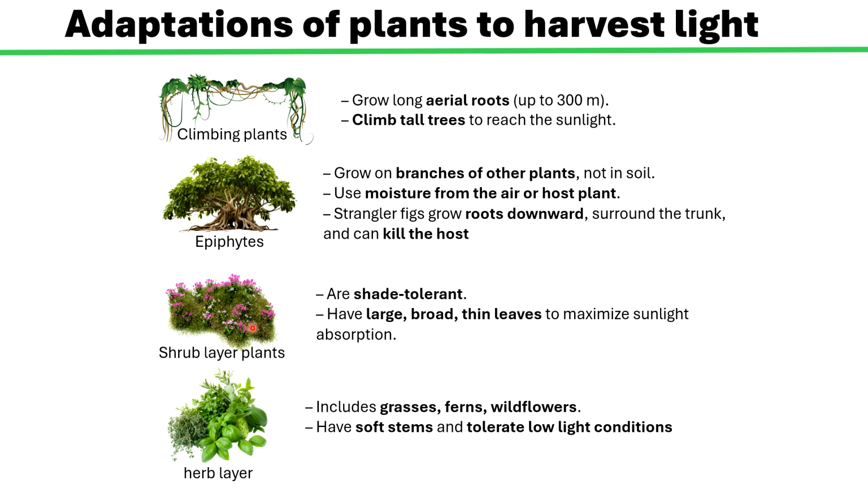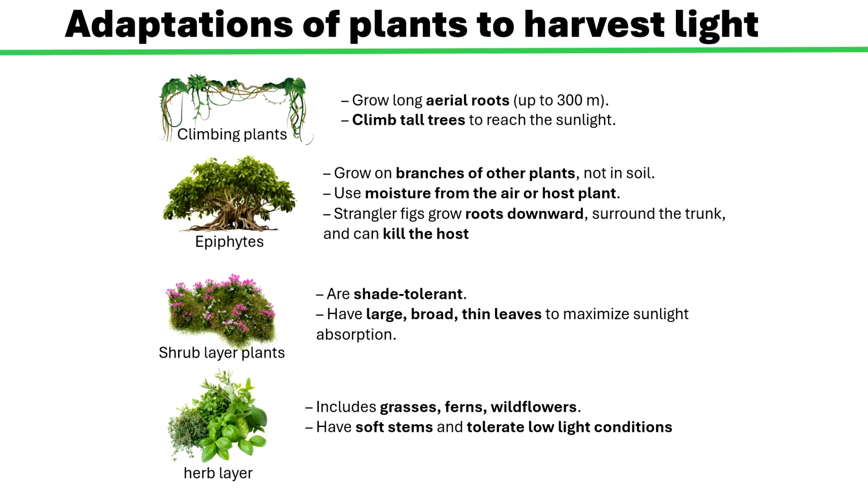Then we have the shrub layer plants, shade tolerant. They have large, broad, thin leaves, as you can see here, to maximize their sunlight absorption, and herb layers, which are on the surface of forests. So they have soft stems and they tolerate low light conditions because they are under all the tall trees above.